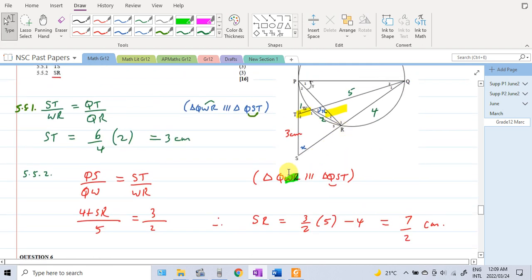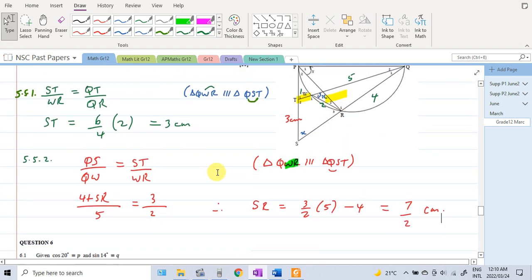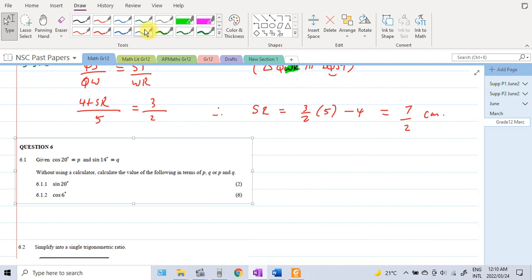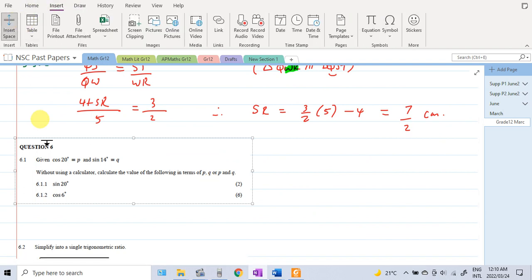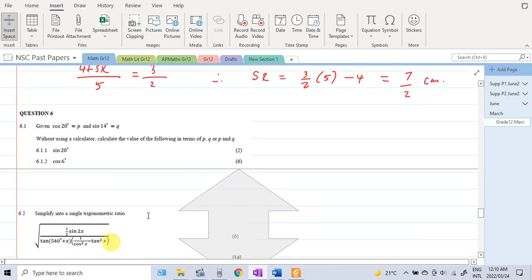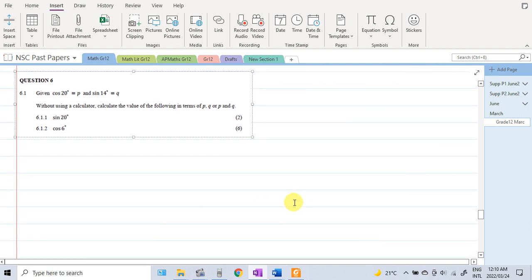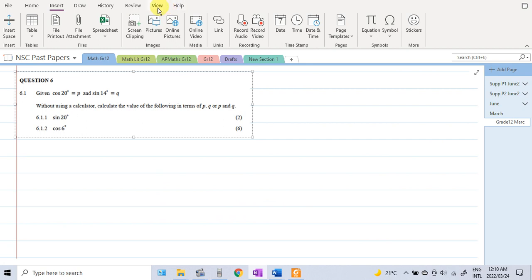Right, next question. So we're on to trigonometry now, guys. Obviously I can solve this paper much faster. It's just that you guys need the detailed explanation. That's the reason why we are solving this paper in detail.